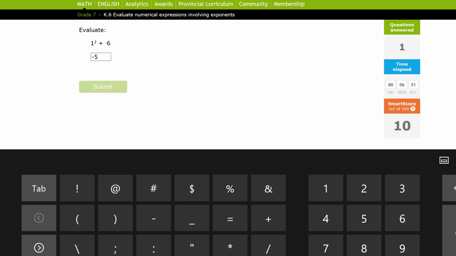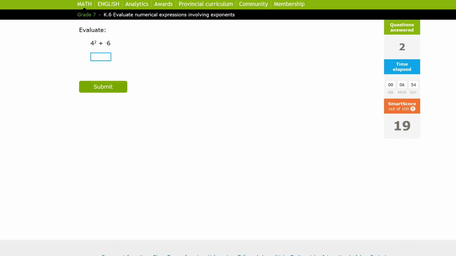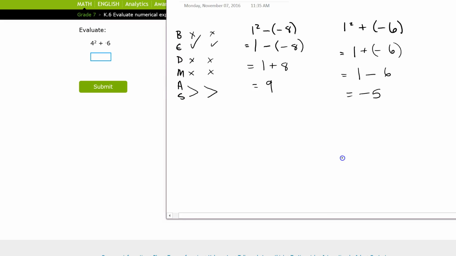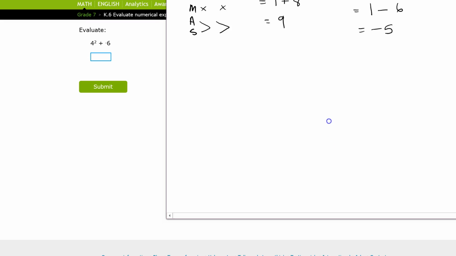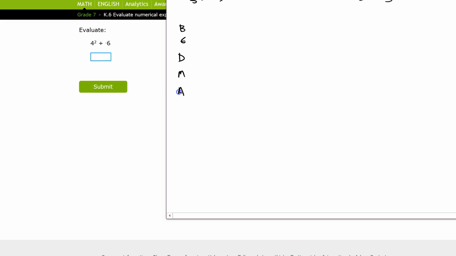-5. Submit. Good work. Okay, let's try this one. So 4 squared plus -6. We have no brackets, we have an exponent. 4 squared is 16 plus -6. Don't worry about division, there's no multiplication. There is the adding and subtracting thing that we need to deal with. 16 plus -6 is going to be 16 minus 6, which is 10.